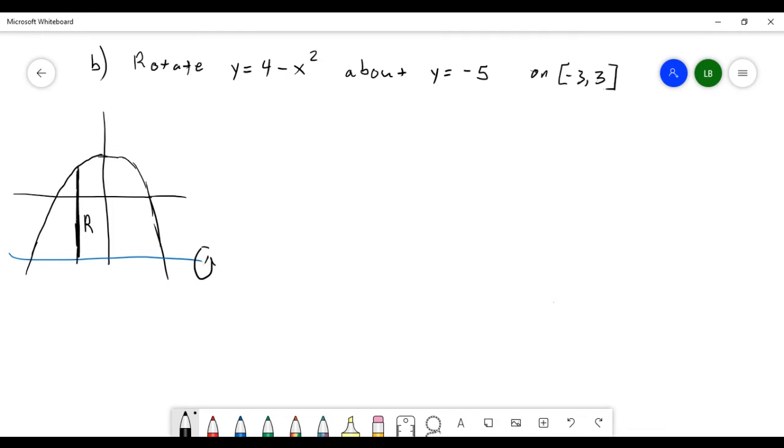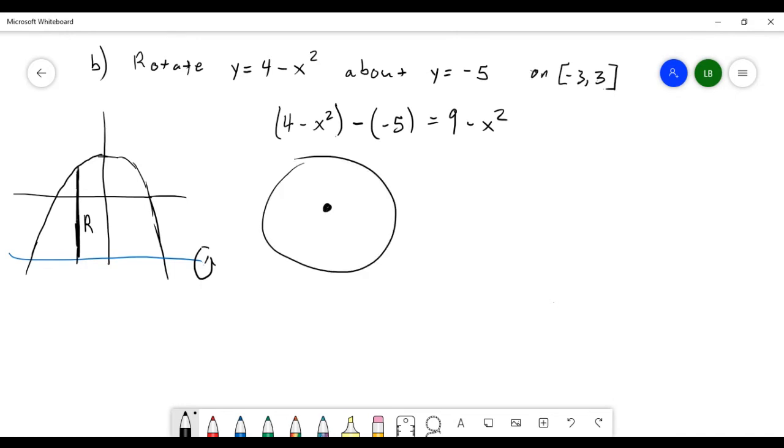So this value r is actually the distance between y equals -5 and y equals 4 minus x squared. In other words, it's 4 minus x squared minus -5, which is 9 minus x squared. And since we're rotating around this y equals -5 line, that r is the radius of our circle, which tells us that our volume should be the integral of our area, which is pi times the integral of r squared. Does that make sense?